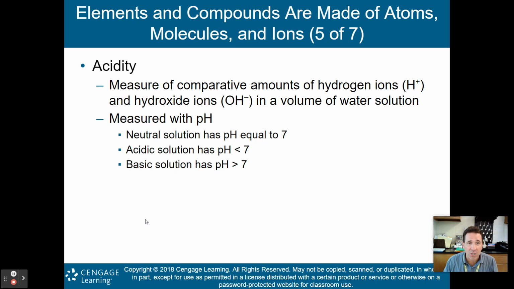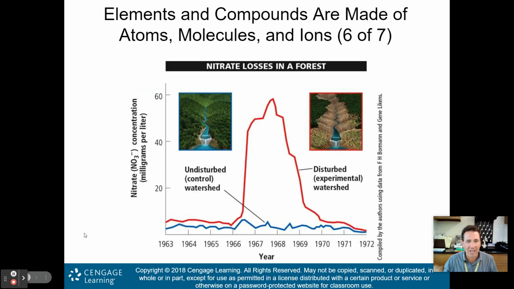Acidity is the measure of the comparative amounts of hydrogen ions, H+, and hydroxide ions, which are negatively charged, in a volume of water solution. You guys know this. It's called pH. Neutral is 7. More acidic, you have a pH less than 7. More basic, you have a pH greater than 7.